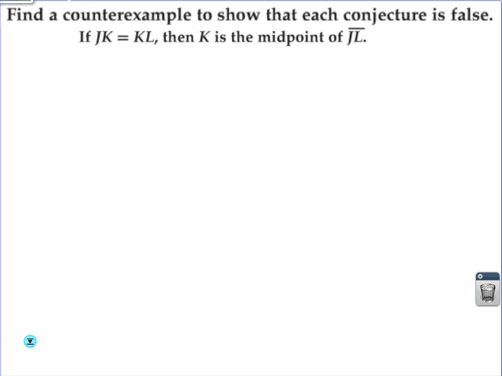This one's tough. Nobody ever gets this one. Okay. See what you can do with it. Find a counterexample to show that each conjecture is false. If JK is equal to KL, then K is the midpoint of JL. And I can draw this right here, and I can make you think that that is true. If JK is equal to KL, does that not mean that K is the midpoint?